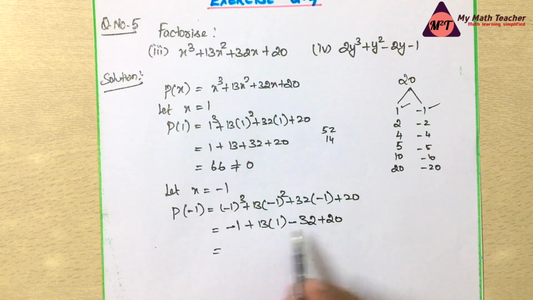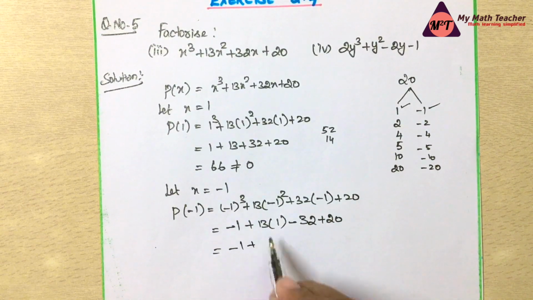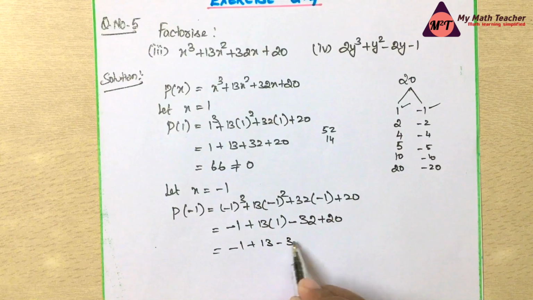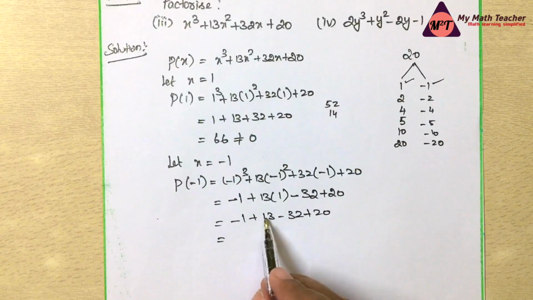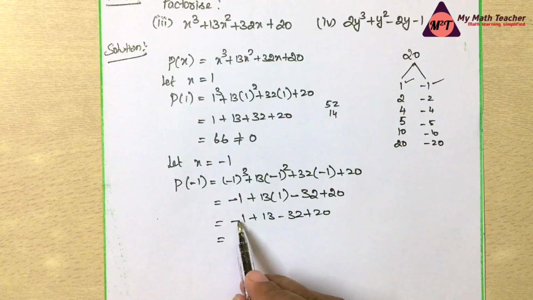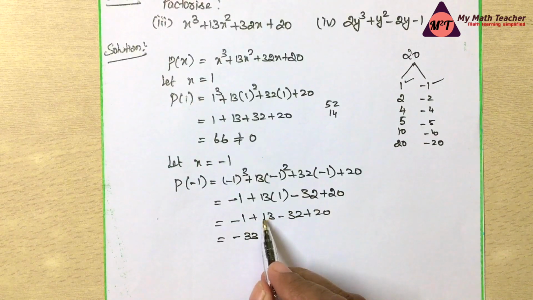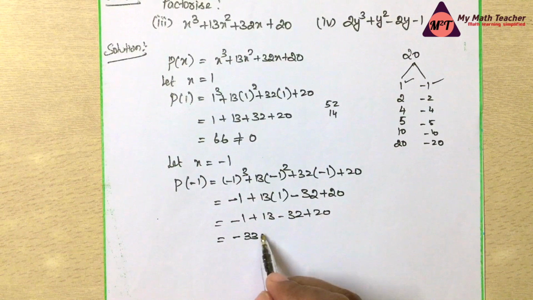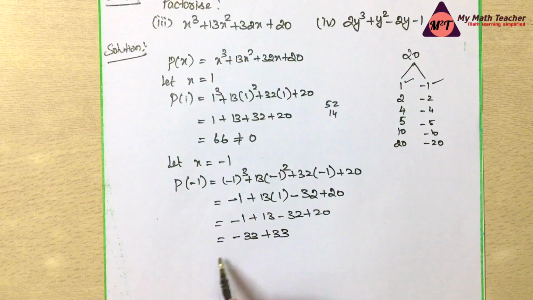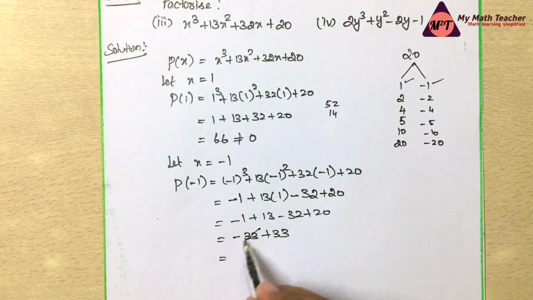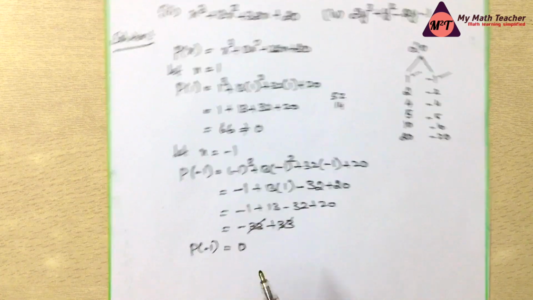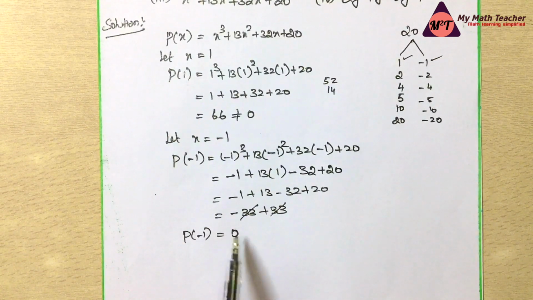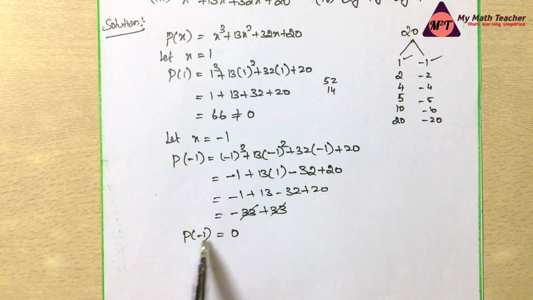Now remove the brackets. So minus 1 plus 13 minus 32 plus 20. Now we are adding all the negative numbers and positive numbers. Minus 1 minus 32, it will be minus 33. Same way, positive numbers plus 13 plus 20, it is plus 33. Now we can see minus 33 and plus 33, when you add it will be 0. That is, p of minus 1 is equal to 0. When the remainder is 0, we can say that minus 1 is a factor.